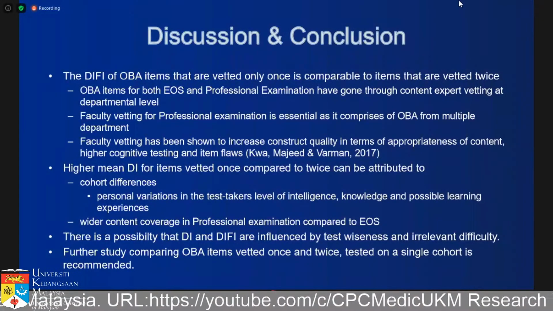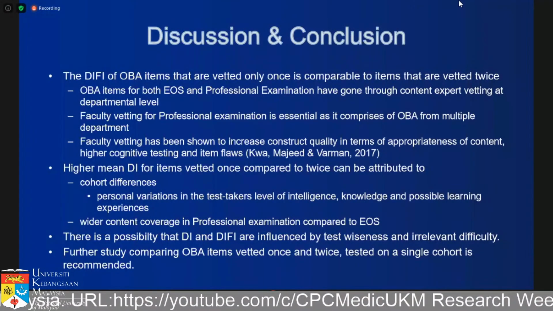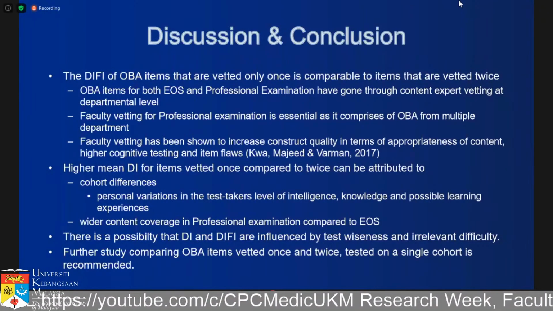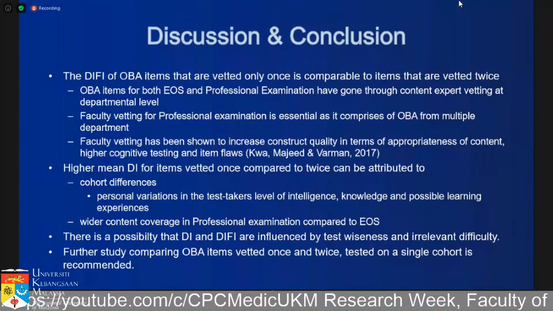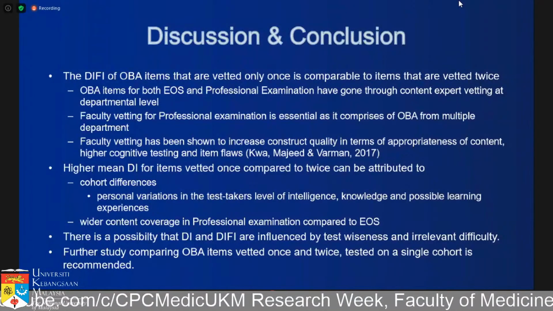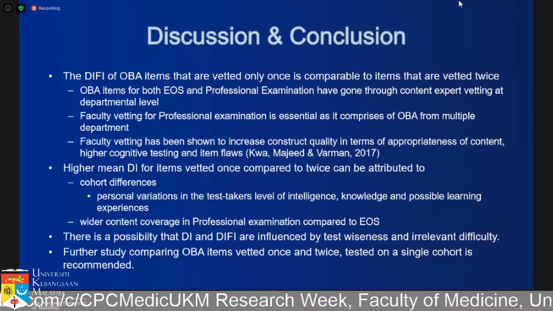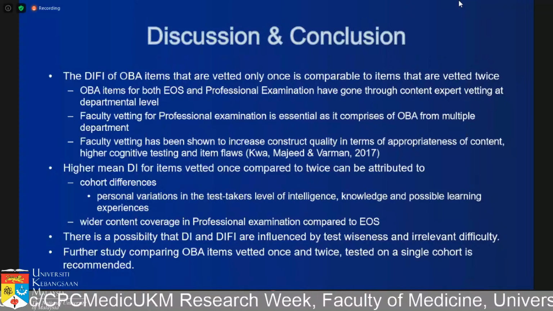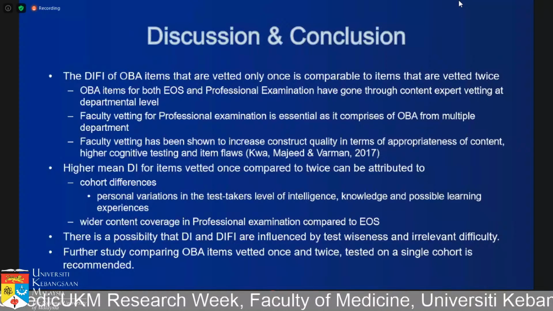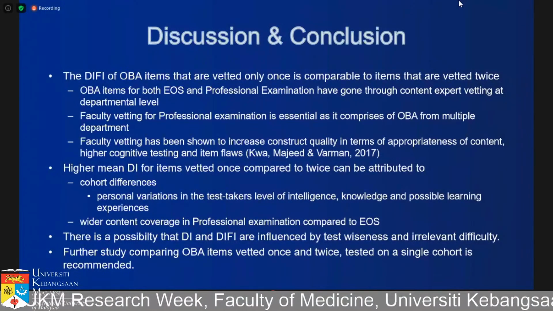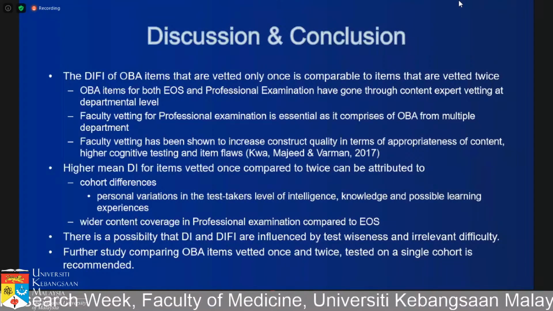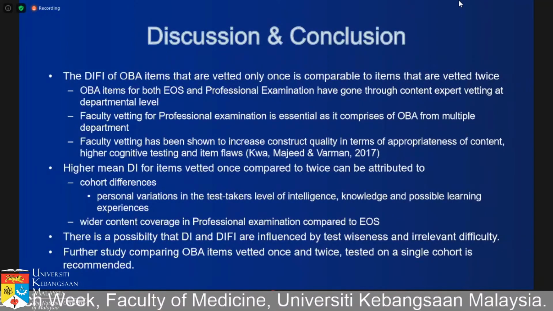The unexpected result of higher mean discrimination in items that are vetted once compared to twice can be attributed to the cohort differences of the samples. So it is affected by the personal variation in test takers' level of intelligence, knowledge, and possible learning experiences. And another thing is that professional examination is quite a different examination compared to EOS. Professional examination covers a wider content coverage of learning content compared to EOS that only covers a specific content that is learned in that specific semester.